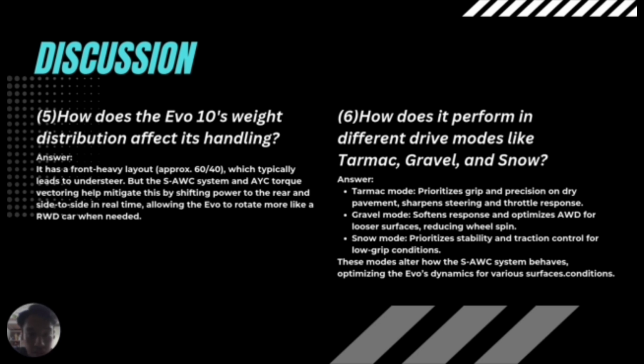For the last question: how does it perform in different drive modes like tarmac, gravel, and snow? The answer: tarmac mode prioritizes grip and precision on dry pavement, sharpening steering and throttle response. Gravel mode softens response and optimizes AWD for looser surfaces, allowing more wheel slip. The third is snow mode. It prioritizes stability and traction control for low-grip conditions. This mode alters how the SAWC system behaves, optimizing the Evo's dynamics for various surface conditions.